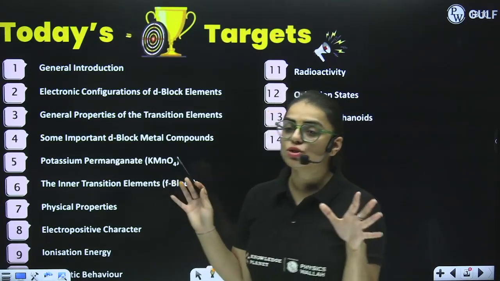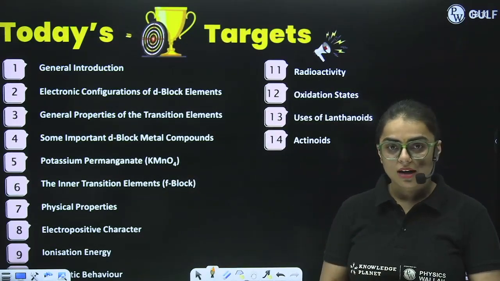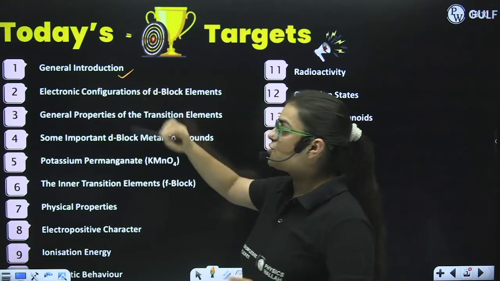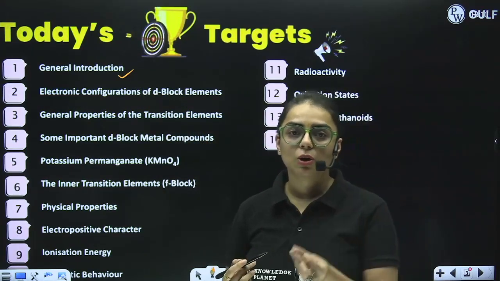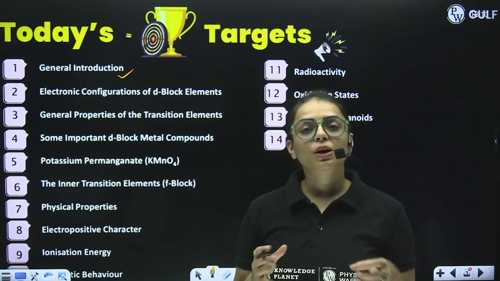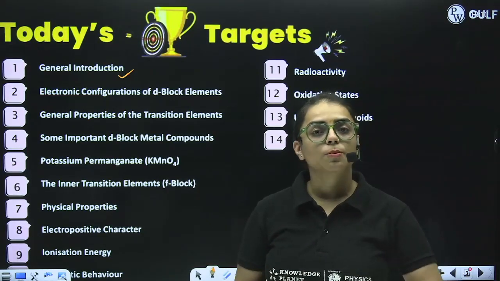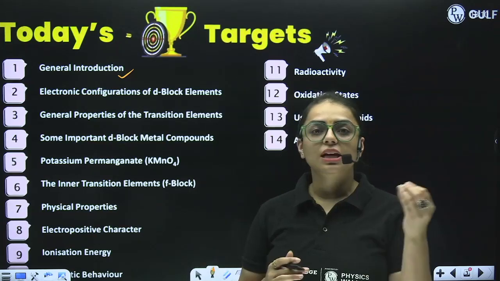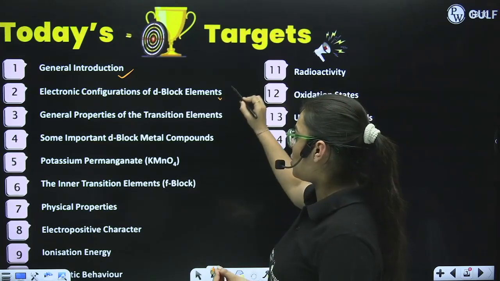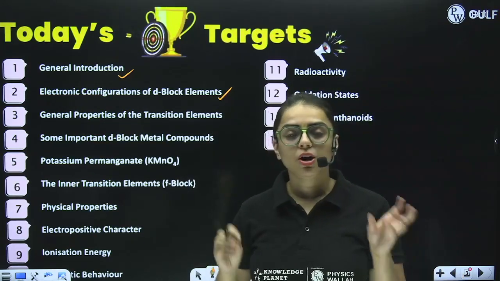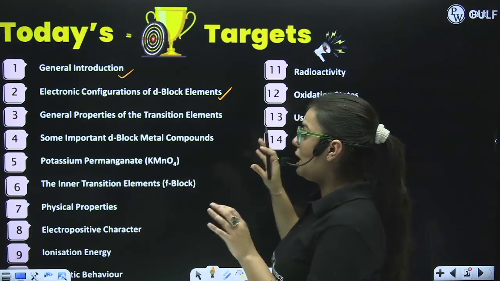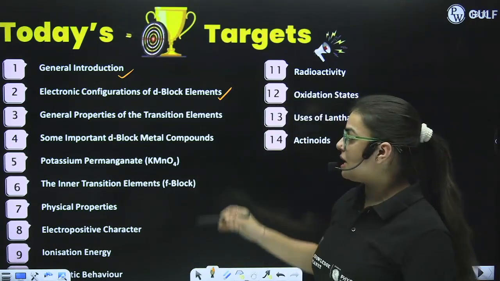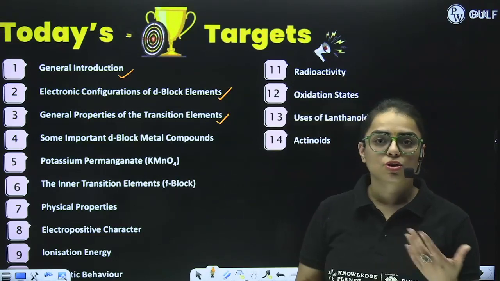So this is the sequence in which we are going to proceed with today's class. The very first is the general introduction about the D block and the F block elements. Moreover, in the general introduction we'll be understanding the transition elements, right? Other than this, students, we'll be moving on to the electronic configuration of D block elements. First, we will be completing the D block and then the F block ones. Then comes the general properties of the transition elements.